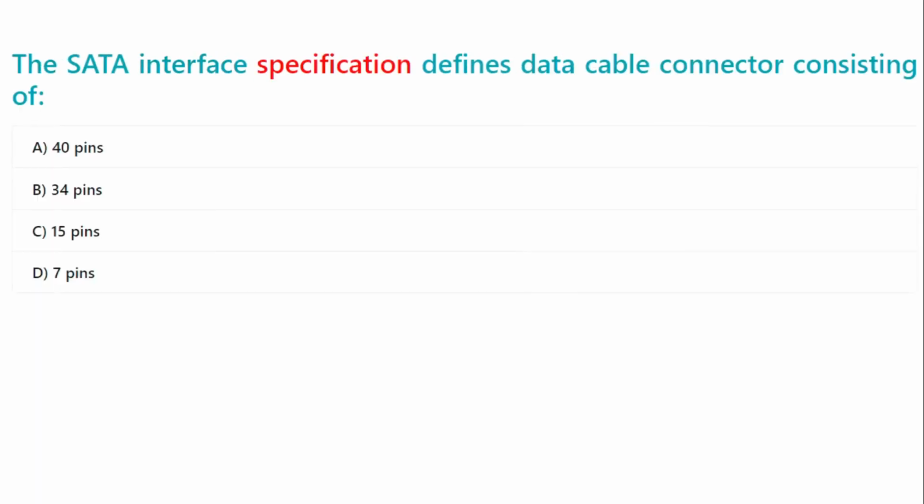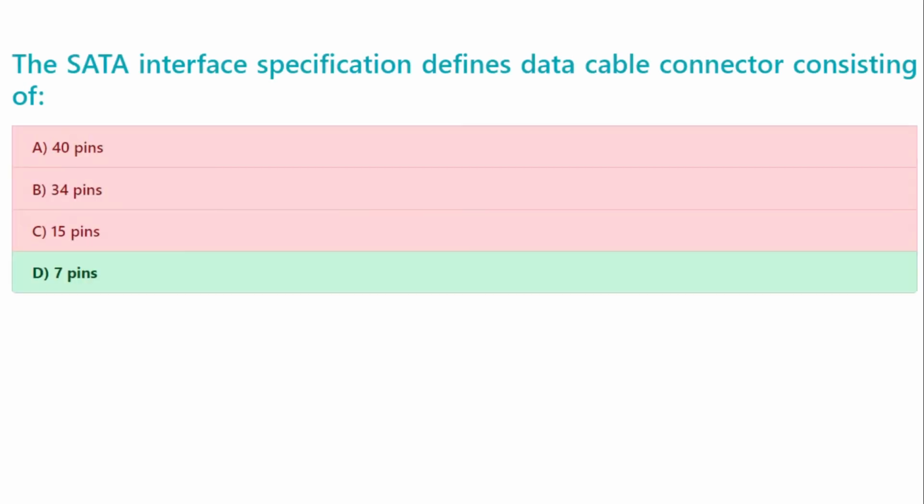The SATA interface specification defines data cable connector consisting of A. 40 pins. B. 34 pins. C. 15 pins. D. 7 pins. The correct answer is D. 7 pins.